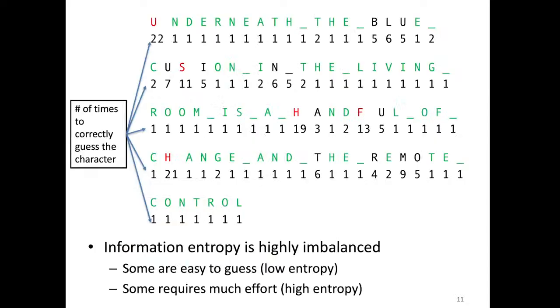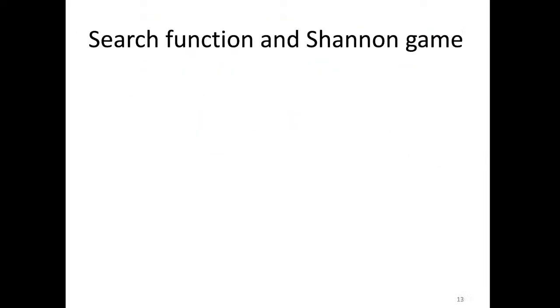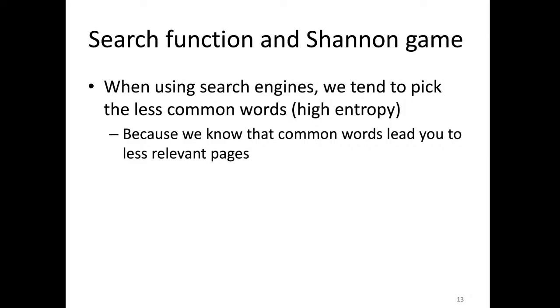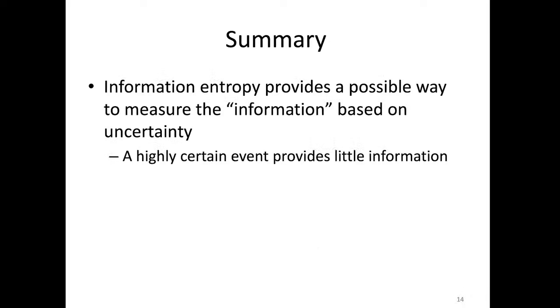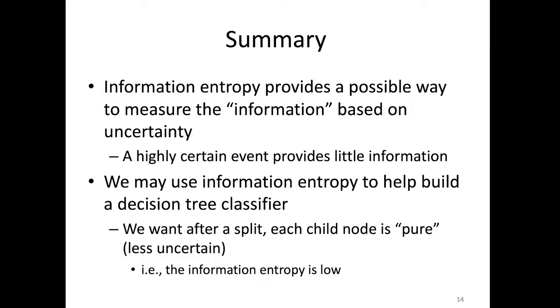Anyways, I'll skip this example just to save some time, because I just want you to know the main concept of entropy, and then we will move on to the main dish, decision tree. So anyhow, information entropy provides a possible way to measure the amount of information, and it's based on the probability. So a highly certain event gives you little information. And we will use the information entropy to build a decision tree classifier later.